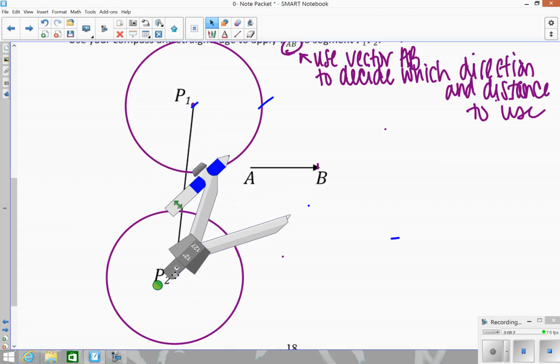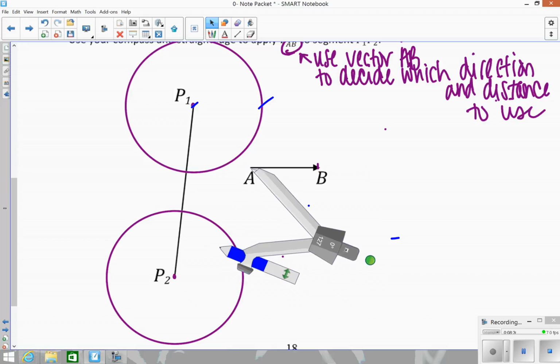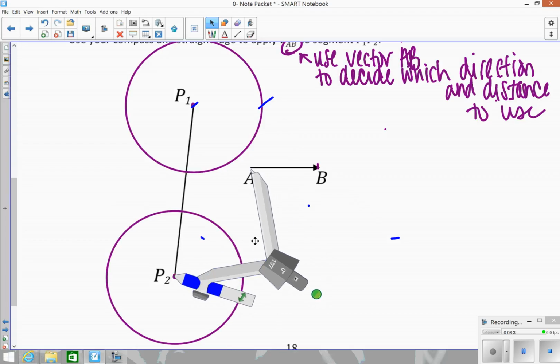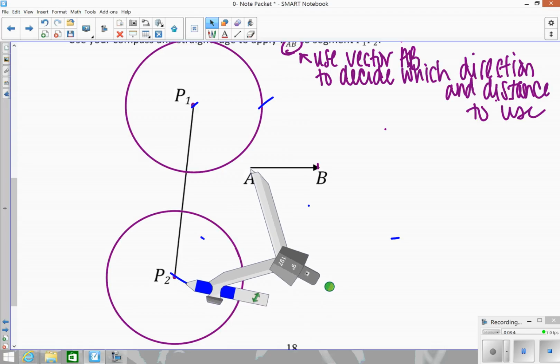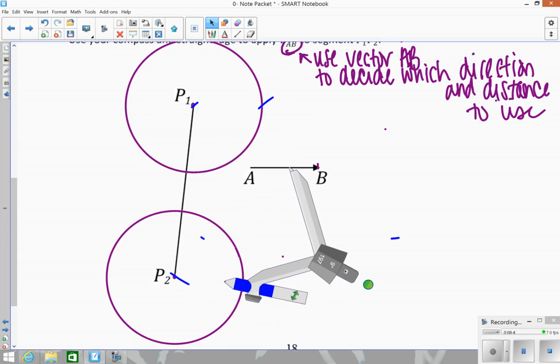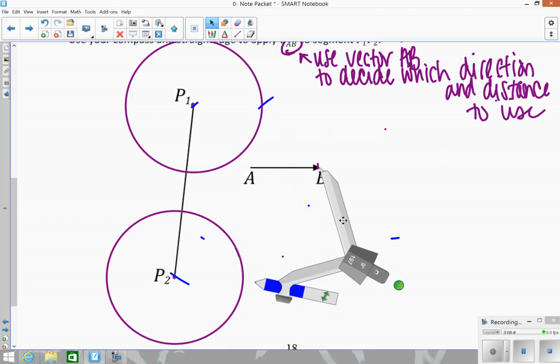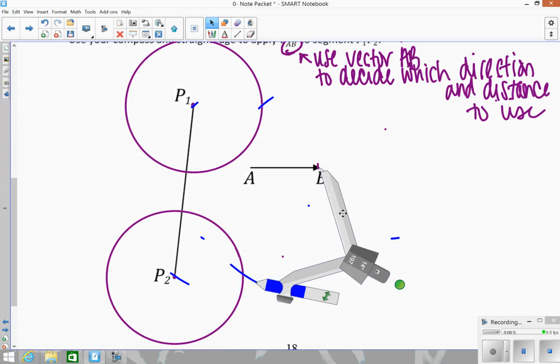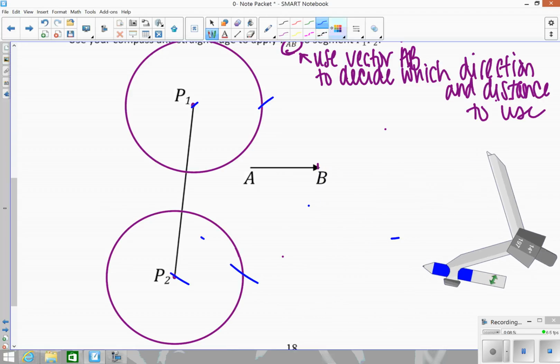And then I'm going to do the same thing down here. From A, I'm going to measure until I get to P2. Mark that with an arc. And now I'm going to take the compass and slide it down, going the same direction as vector AB, following the arrow. Once I'm done, I mark that arc. And now I can label these. This intersection will be P1 prime. This intersection will be what happened when I translated P2, so that'll be P2 prime.